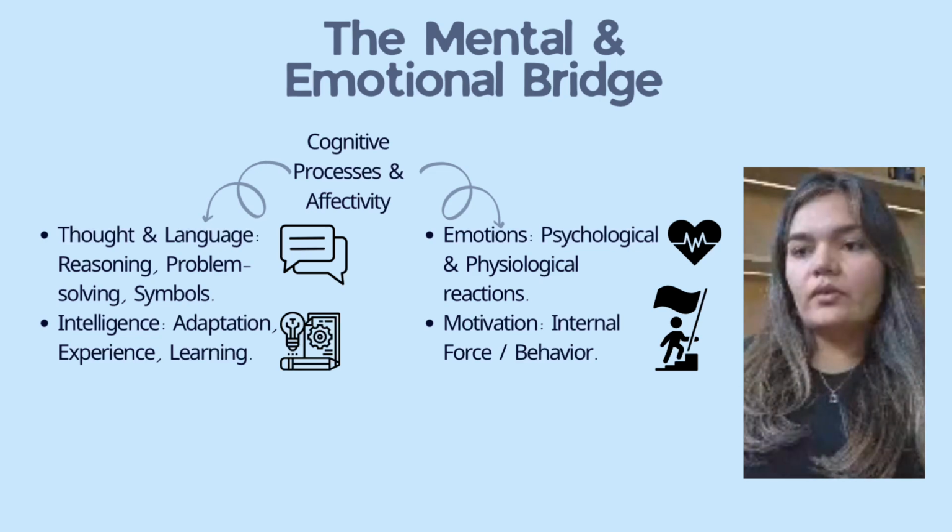Today I'm going to talk about thought, language, intelligence, and emotion. First, thought is how we reason and solve problems, and it is closely connected to language, which is the system of symbols we use to express our ideas. Then we have intelligence, which is the ability to learn from experience and adapt to the world around us.